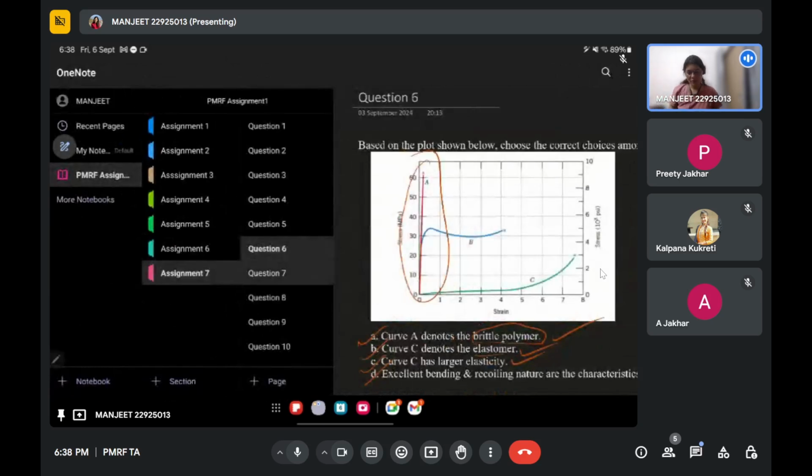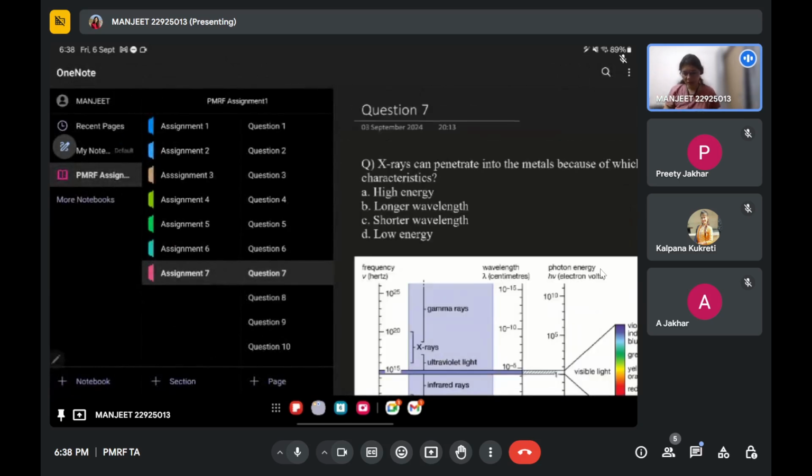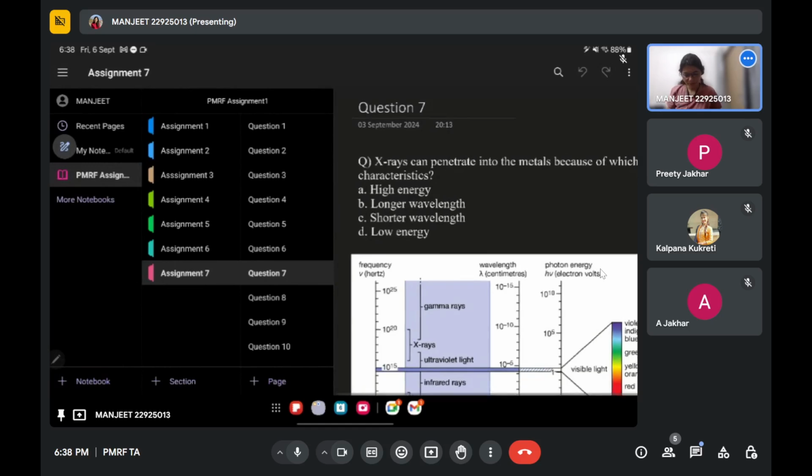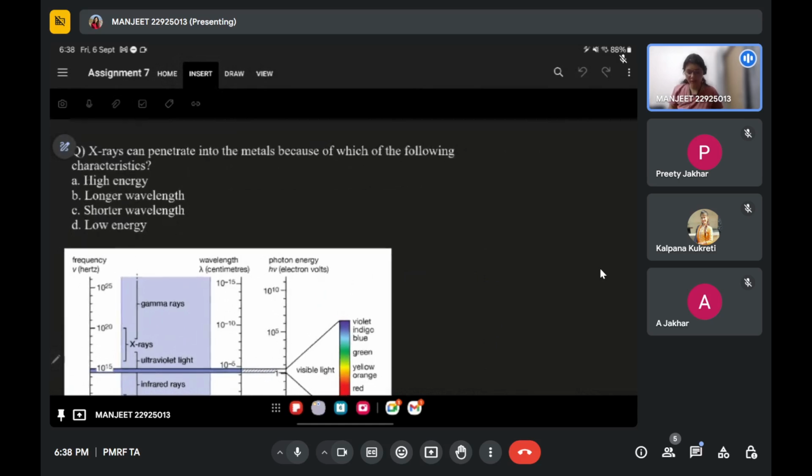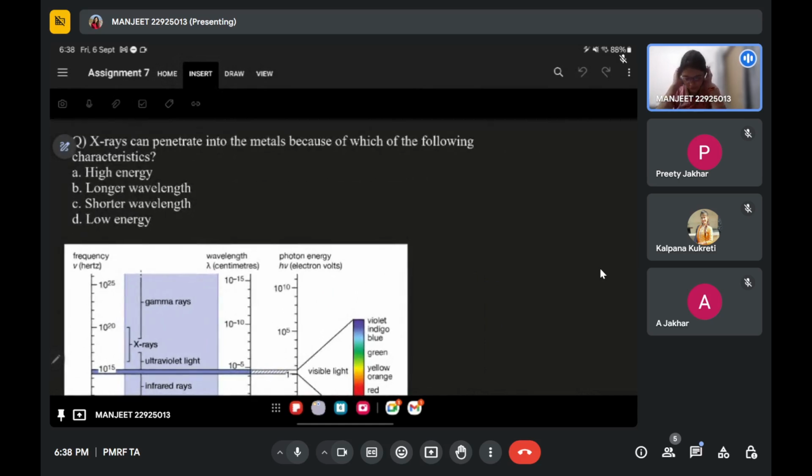Let's move to question number 7. In question number 7, it is asked: X-rays can penetrate into metal because of which of the following characteristics? Because of high energy, shorter wavelength, or low energy.